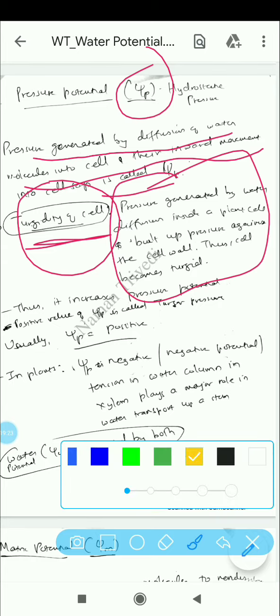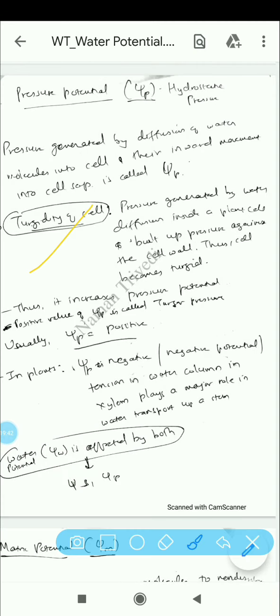against the cell wall of the plant cell, and thus the plant cell will become turgid. And hence the plant cell can maintain its shape. So this is what turgidity means. Okay, and it is by entry of water by diffusion inside the cell.